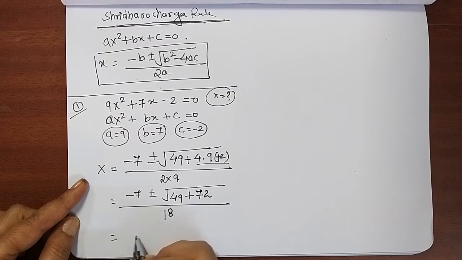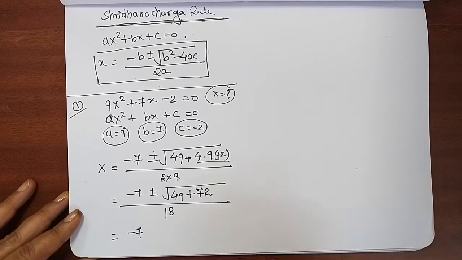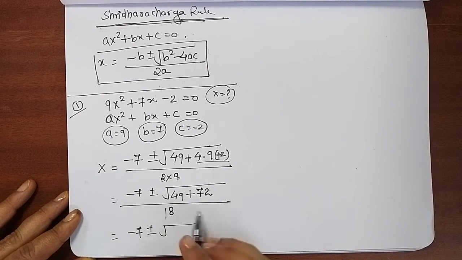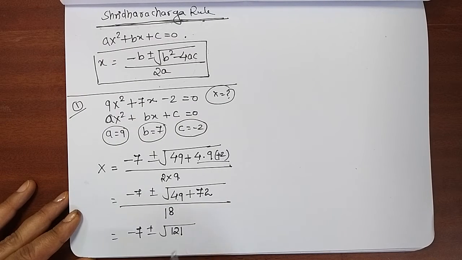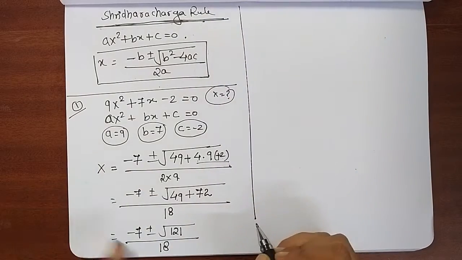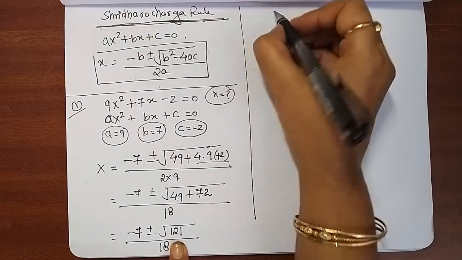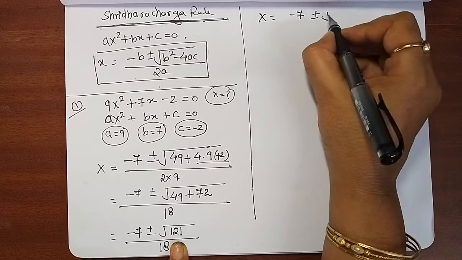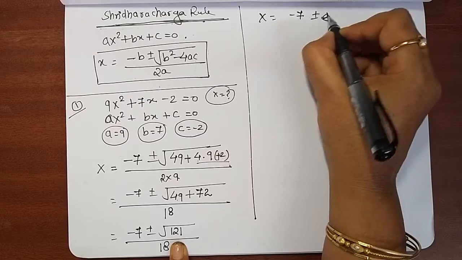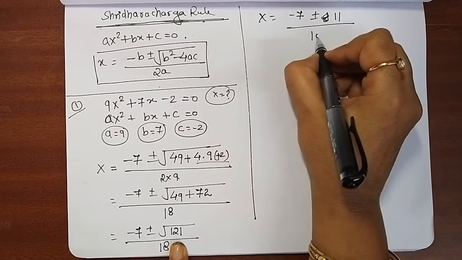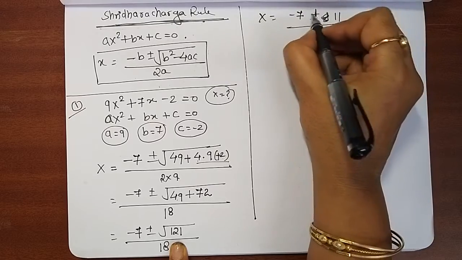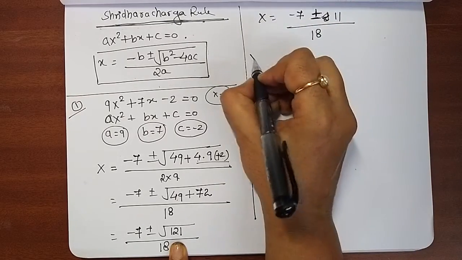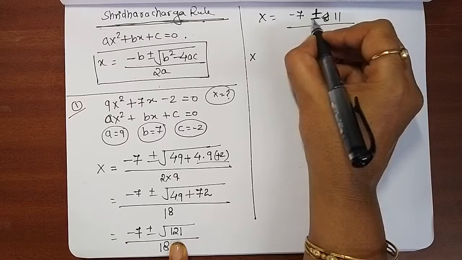So what I got is minus 7 plus minus root of this plus this, how much is it, guys? 121 by 18. Correct? Everybody knows what the root of 121 is. I think you know that. So x will be minus 7 plus minus 11 by 18. Now because of this plus minus, I have two values. One will come with plus sign and one will come with minus sign.